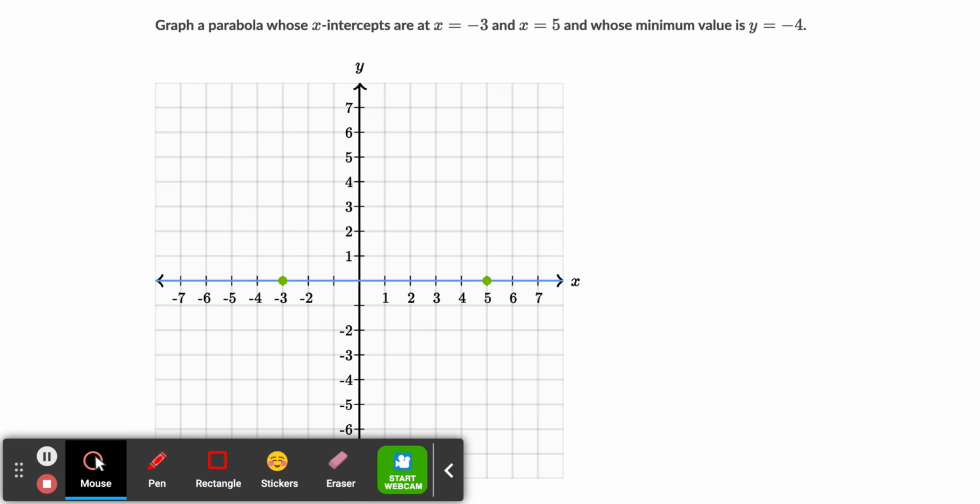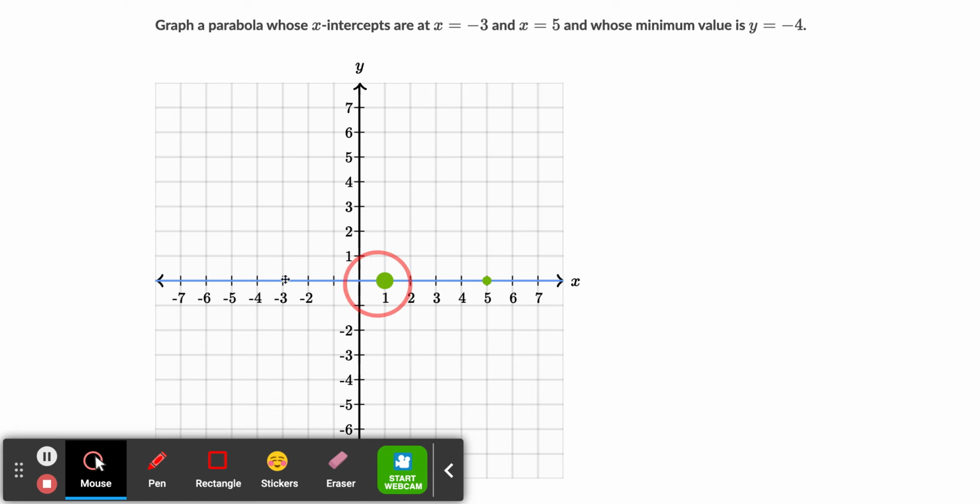If you add the distance from -3 to 5, that's going to be 8. Cut it in half, you get 4, right? So 4 units to the right of -3 gets you to 1. Okay, so halfway in between. So that's how I know the axis of symmetry is going to be right here.